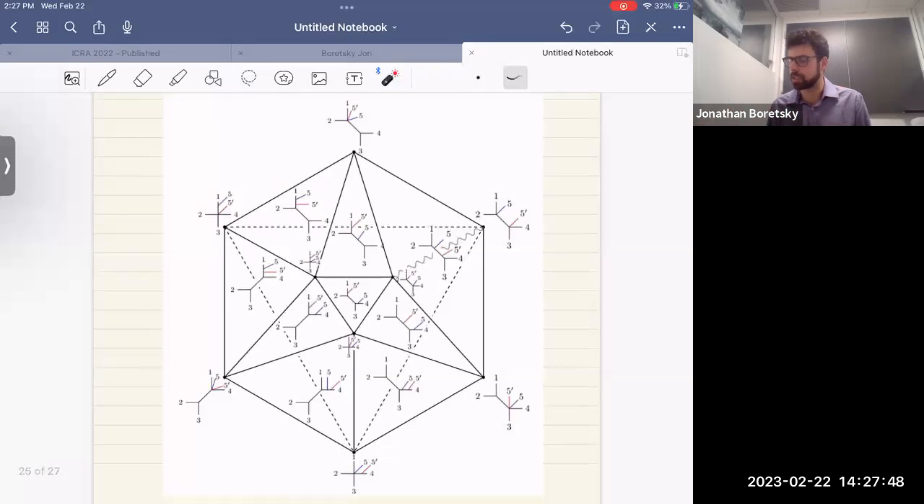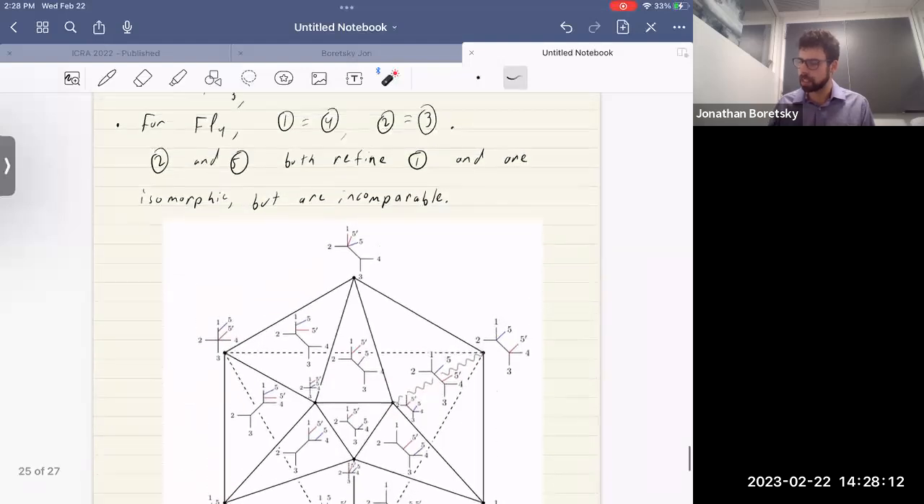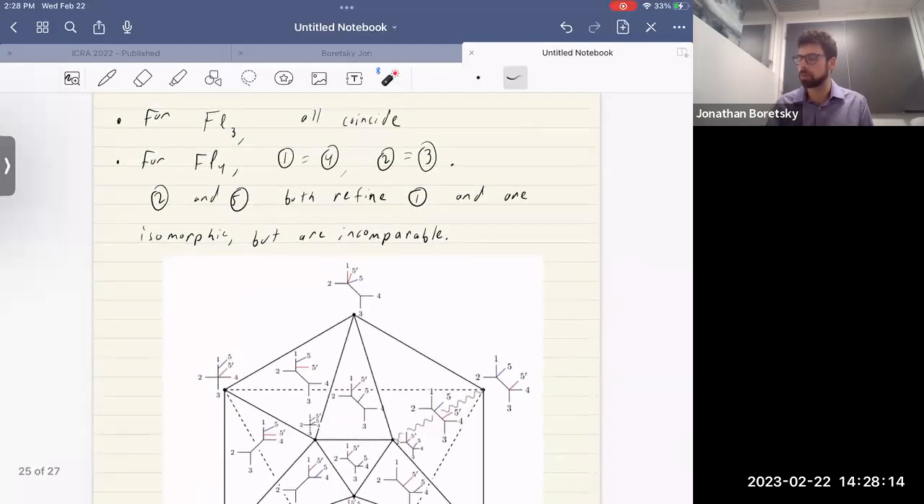But let me just show you a quick picture. So the facets of this diagram are the different cones of the Plücker fan. And here is the subdivision. This squiggly line is this extra subdivision you get when you go to the secondary fan according to polytopes. So for FL4, we have a very good sense of what goes on. And so we get a full picture. We know that 1 equals 4, 2 equals 3, and 2 and 5 both refine 1 and are isomorphic to each other, but are not comparable. Whatever all those things mean, that's what's going on here.